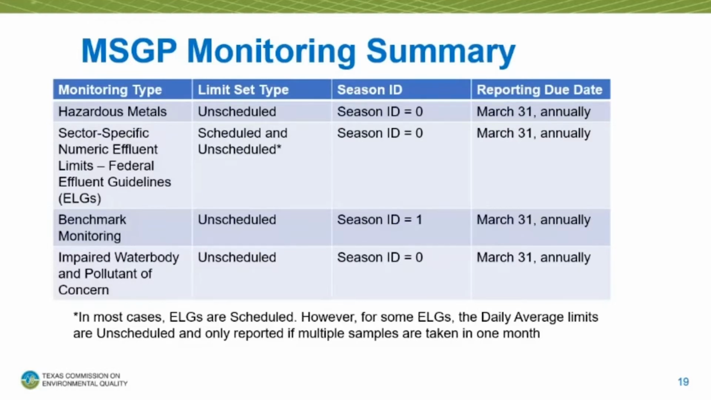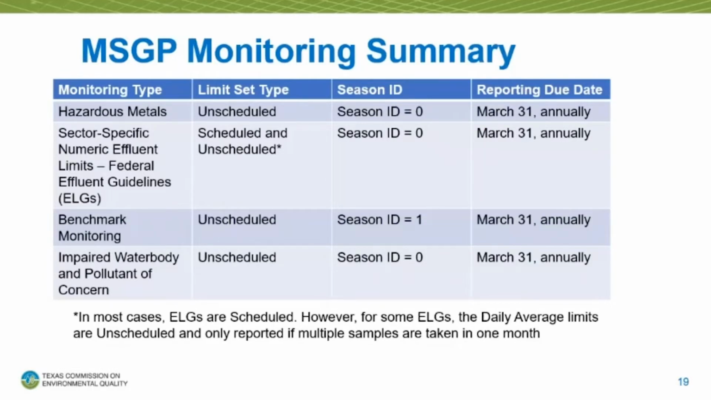Then there are sector-specific numeric effluent limits. Those are the ones that are coming from the federal rules. We often call them ELGs, for effluent limitations guidelines. For the vast majority of these, they're going to show up in Net DMR as a scheduled limit because you're required to sample and report it no matter what happens, whether you exceed or not. You have to tell us about it. So for the most part, those are going to be scheduled.